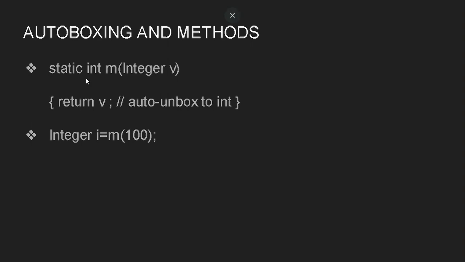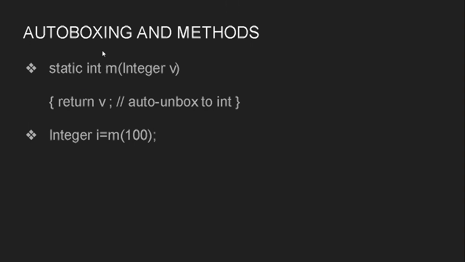Then after that we have the int data type. Okay, return type is int. M is the name of the method, and it is accepting the object of the Integer class. Okay, reference of the Integer class, or you can say object of the Integer class. Then after this it is returning v.